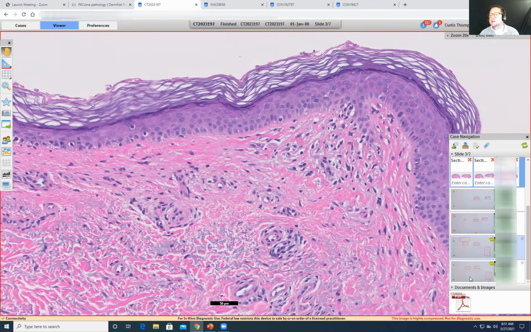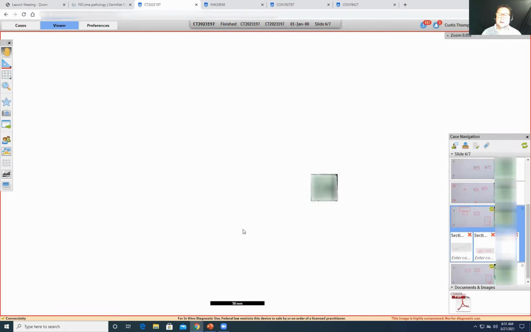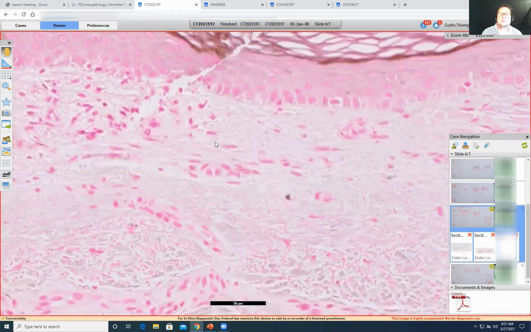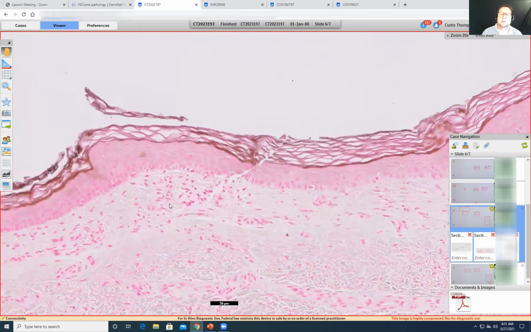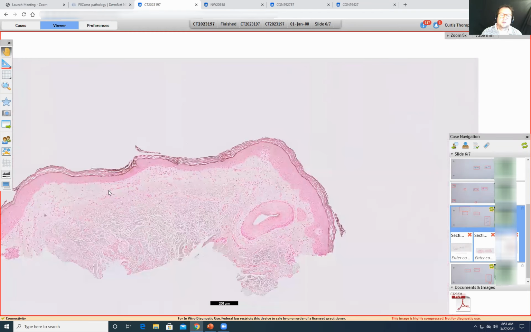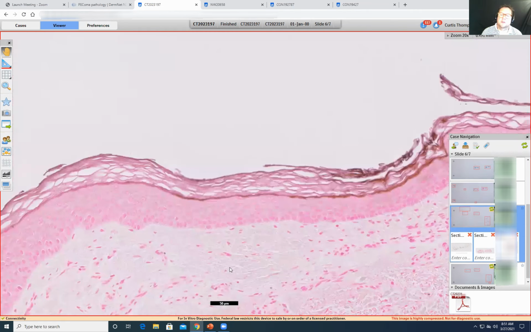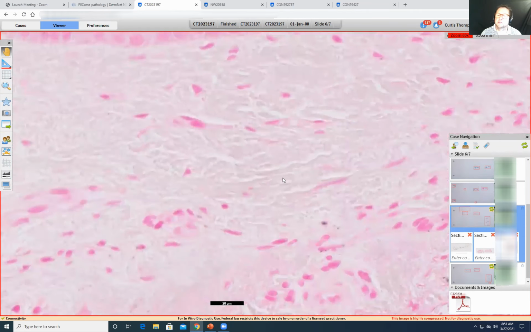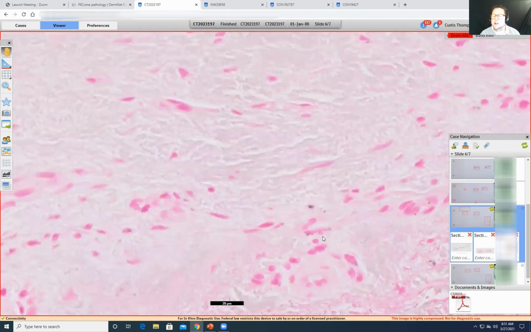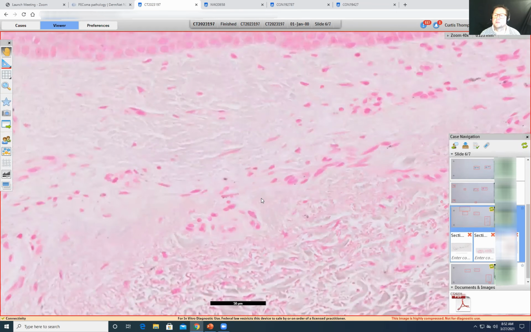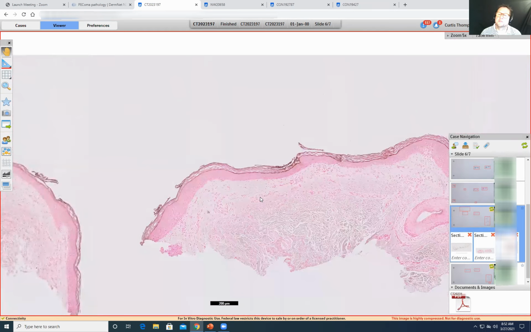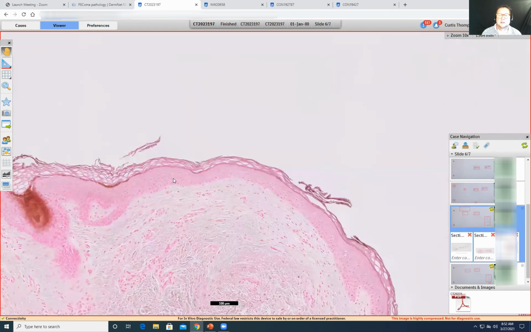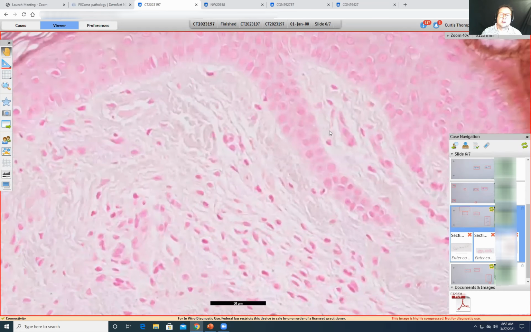Well, when we look at a Fontana-Masson here, we can see very little pigment in the epidermis. One thing you always have to think of when you're doing Fontanas and looking for pigment: here's a melanophage, a tiny bit of melanin in the dermis, but you have to consider the patient's skin type, and the lighter the skin, the less pigment you're going to see around.